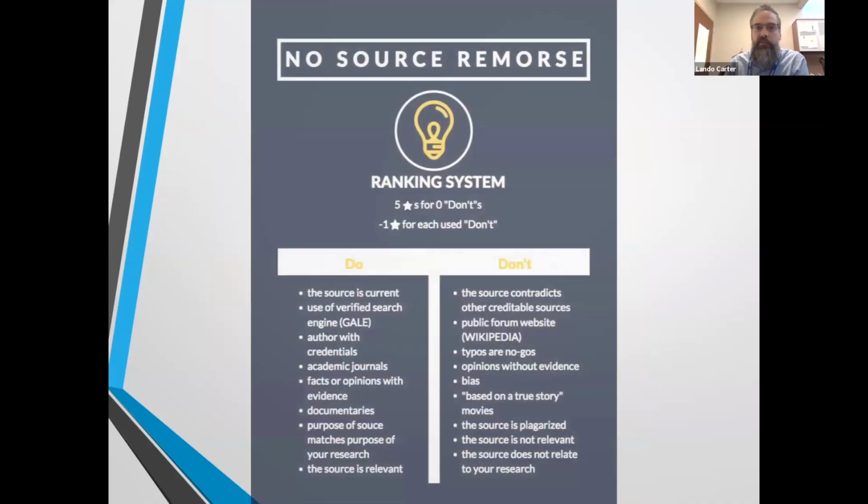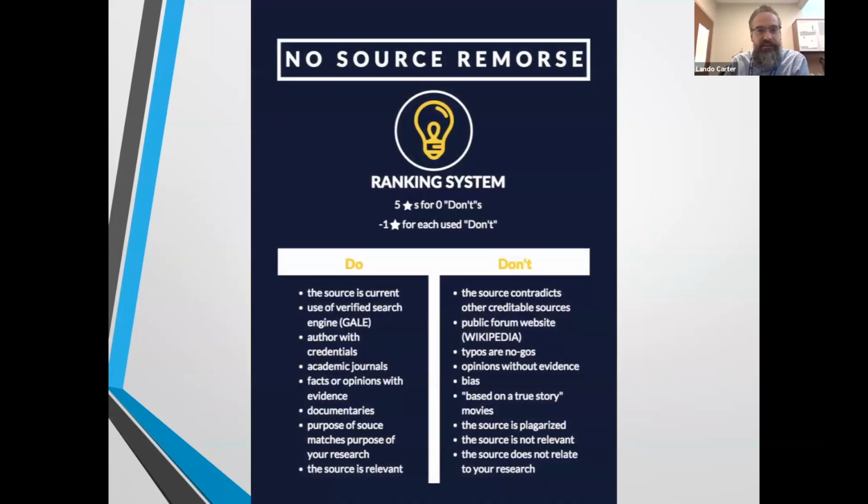This next group created the No Source Remorse infographic with a do and don't checklist as they navigate their sources for their research projects and their writing. All really great stuff.